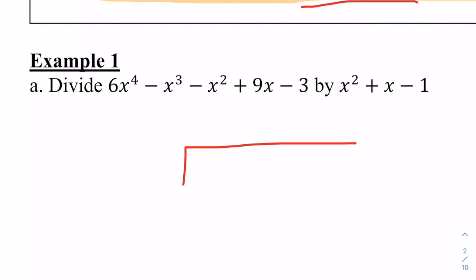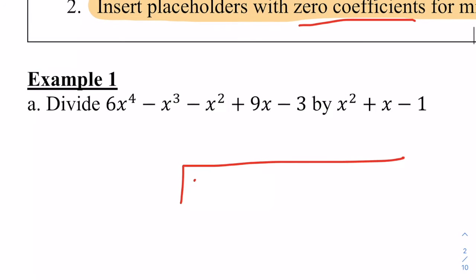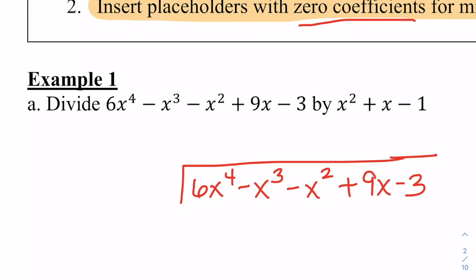Inside, under the bracket, we're going to put 6x to the 4th minus x cubed minus x squared plus 9x minus 3. And you can tell it's going in descending order, nothing's missing. 4, 3, 2, 1, 0. We're going to divide that by x squared plus x minus 1.